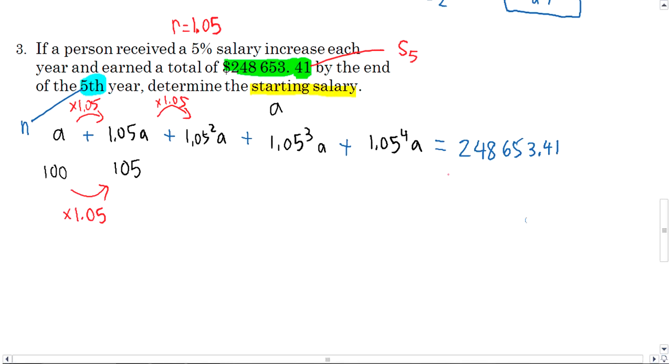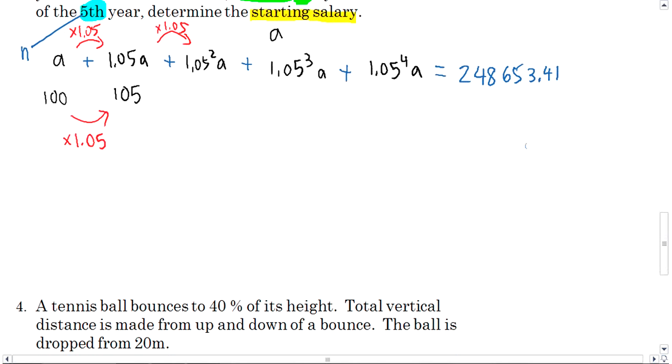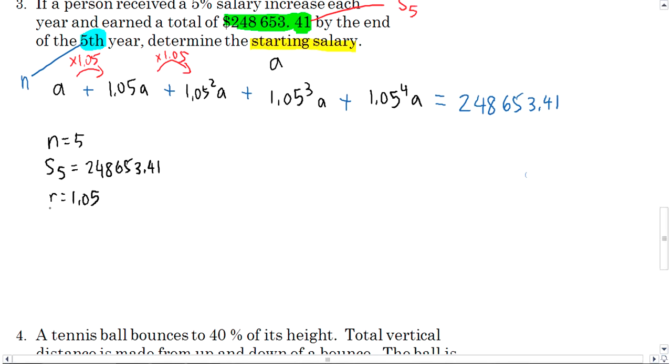So let's list this all out and see which formula is best for this. Let's erase all this junk here. So I've got n equals 5. I've got S5 equals 248,653.41. And I've got R is equal to 1.05. That's all I have, I think, right? 1, 2, 3. And we're trying to find A.